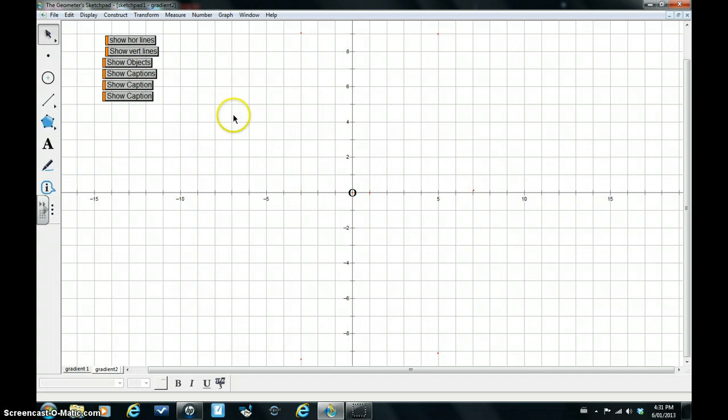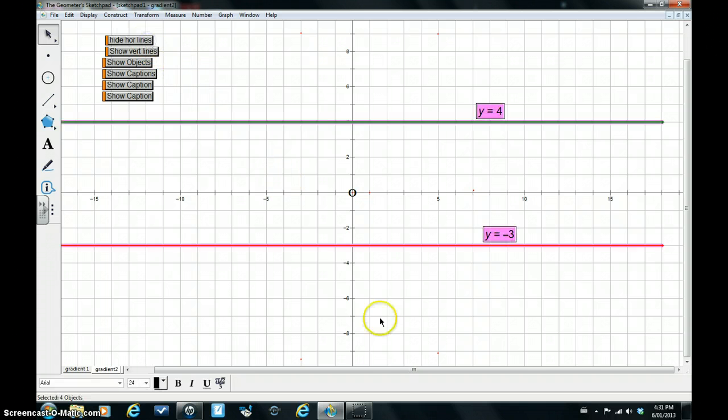So first of all, let's have a look at some typical horizontal lines. I've got two lines here, y equals 4 and y equals minus 3. Remember, a horizontal line is always of the form y equals a constant. This line is y equals 4 because it goes through the point y is 4. This is y equals minus 3 because it goes through the point y is minus 3.